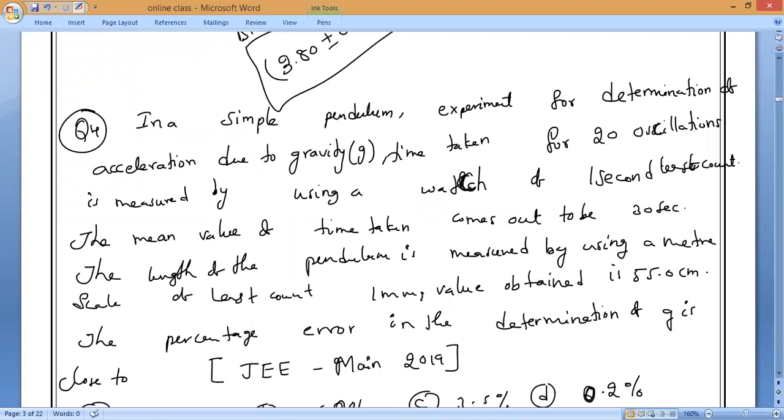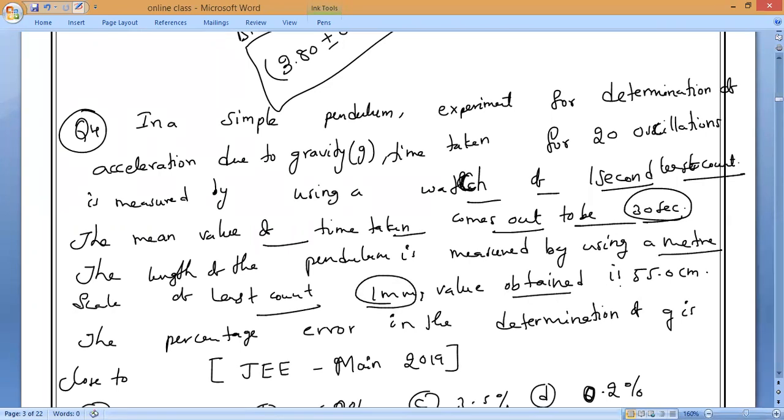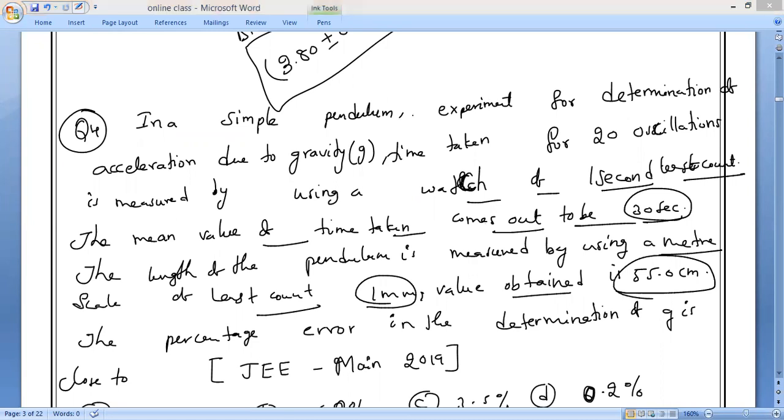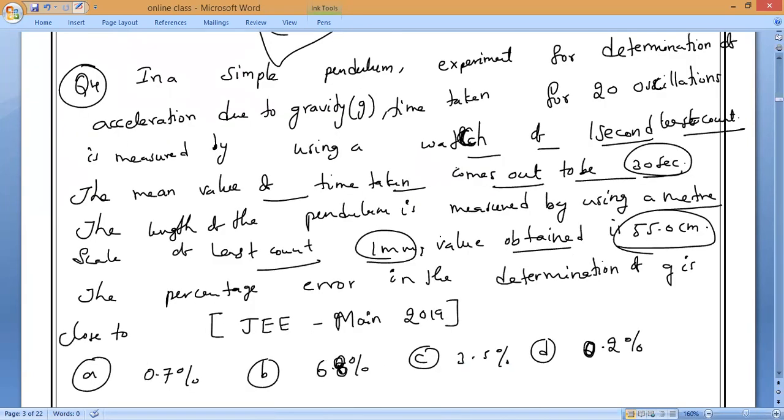The time taken for 20 oscillations is measured by using a watch of 1 second least count. The mean value of time taken comes out to be how many seconds? 30 seconds. Then the length of the pendulum is measured by using a meter scale whose least count is 1 mm and the value obtained is 55 centimeter. So that is what I am asking. Is the screen visible? Yes, you can see it.